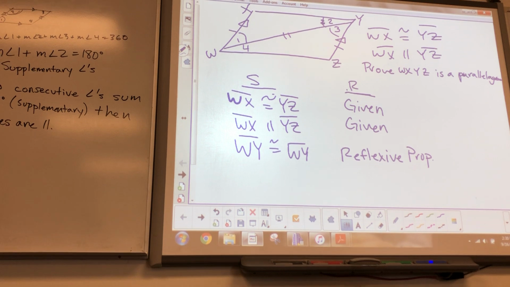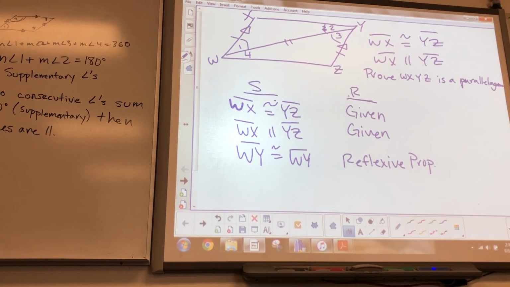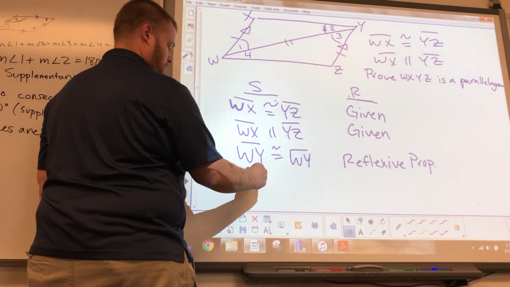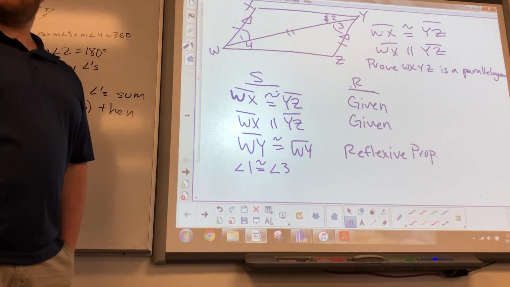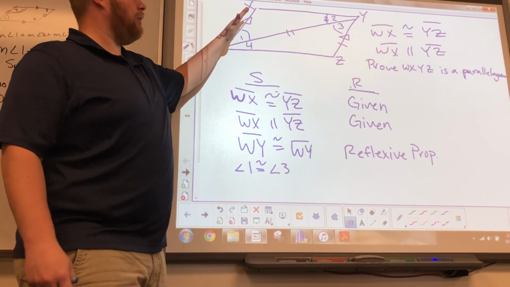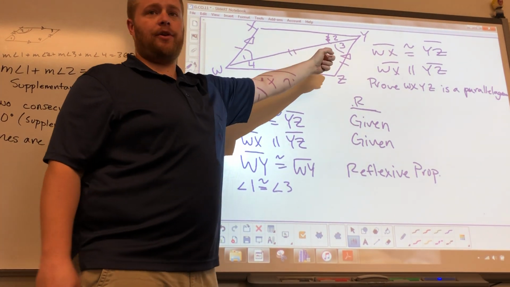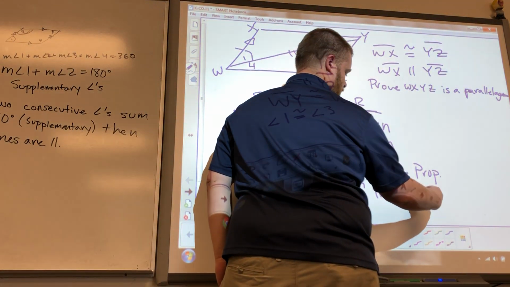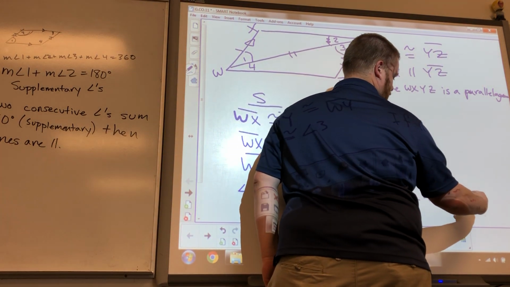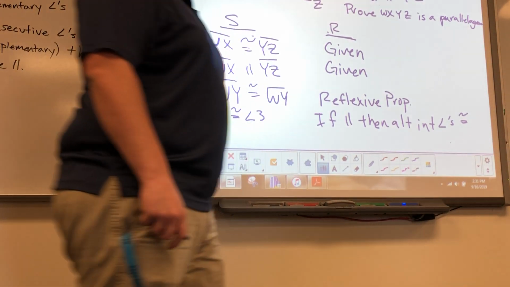Okay. From there, I've already marked it, but why have I marked that angle 1 and angle 3 are congruent? For alternate interior angles, because they're alternate. I know these two lines are parallel. Here's the transversal that cuts it. So I know 1 and 3 are congruent because if parallel, then alternate interior angles are congruent. Okay?